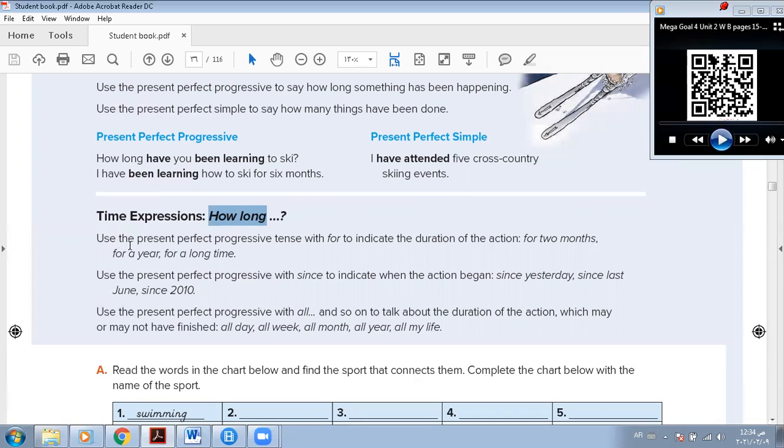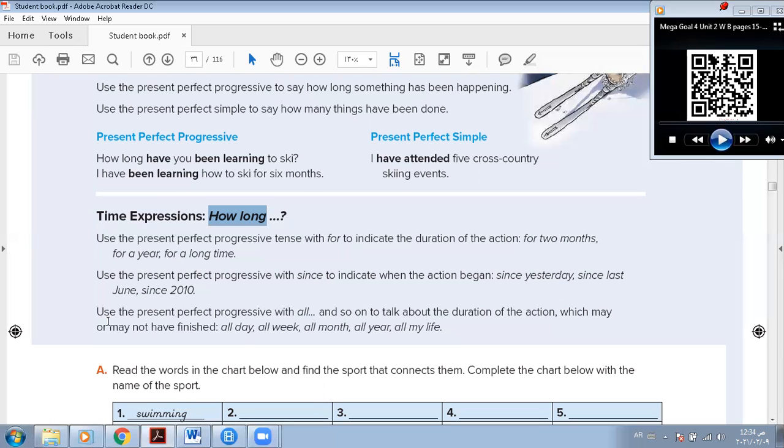As you see here, we use the present perfect progressive tense with for to indicate the duration of the action. For 2 months, for a year, for a long time. And we use the present perfect progressive with since to indicate when the action began. So for we use with the duration, when we talk about a specific period, but since we use when we talk about the beginning of the situation or the event. We can say since yesterday, since last June, since 2010.